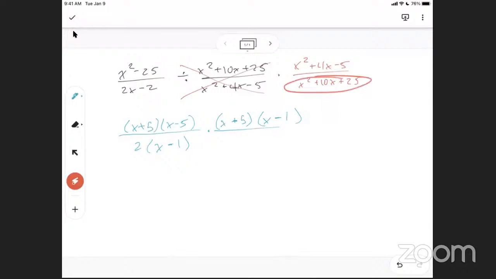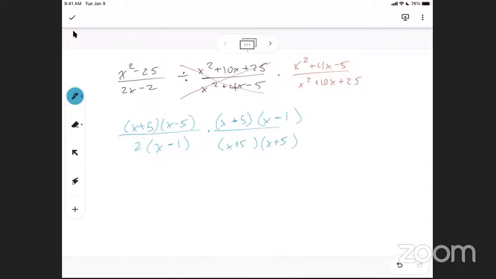And how about this one? What does the bottom factor into? x plus 5, x plus 5 again. If you don't understand any of that, all you people watching on YouTube, then go watch some of my other videos about factoring. But you guys good with that?